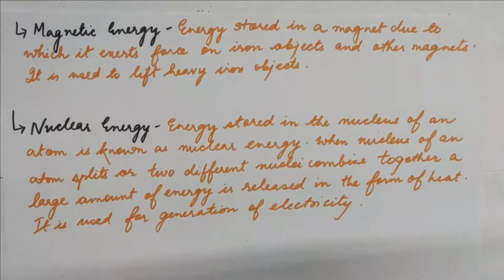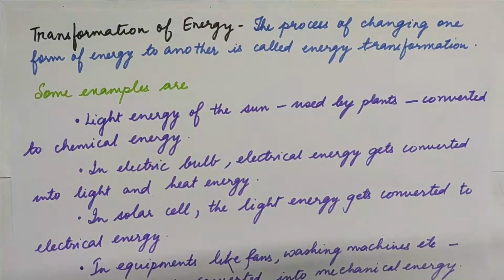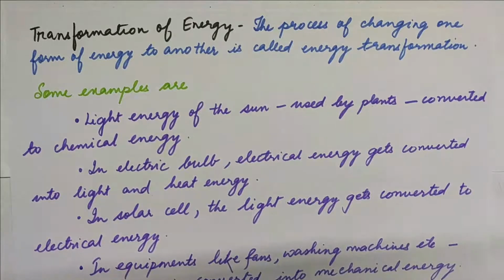So now let us move to the transformation of energy. Now you know that, as I told you in the beginning, energy can neither be created nor destroyed. We are only transforming one form of energy to another kind. So the process of changing one form of energy to another is known as energy transformation or transformation of energy. I will give you some simple examples to understand it.